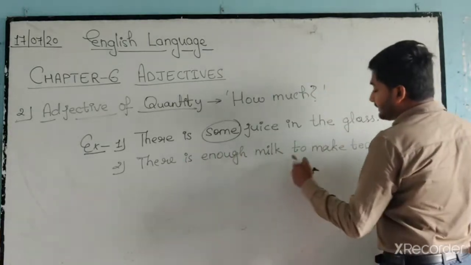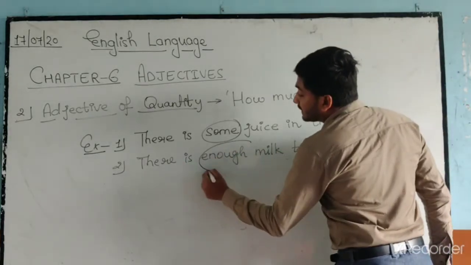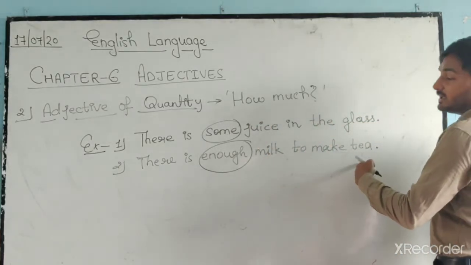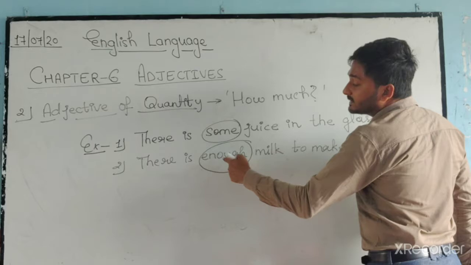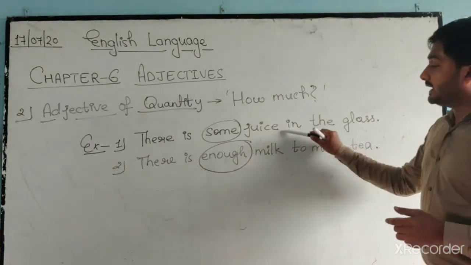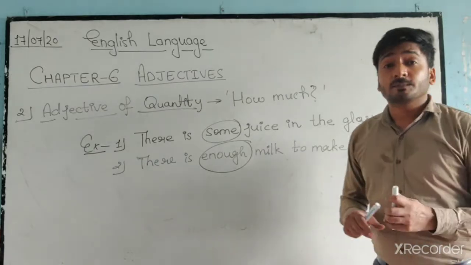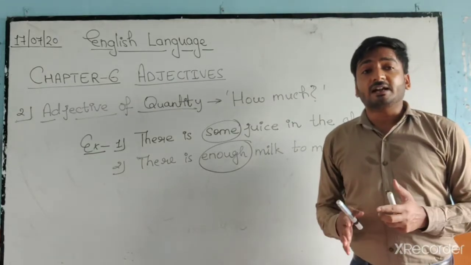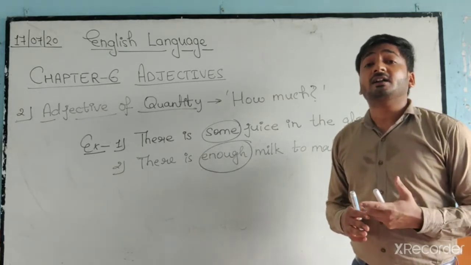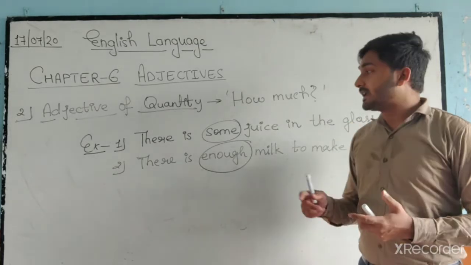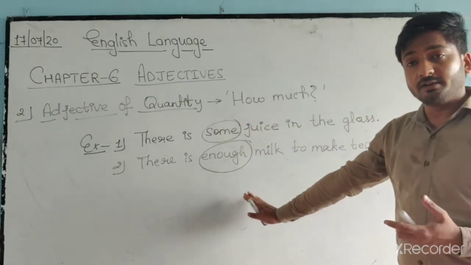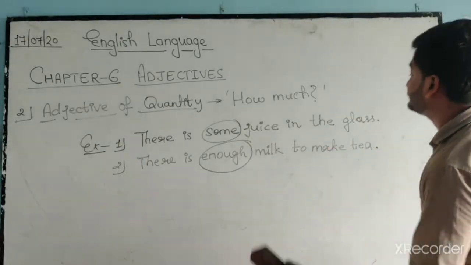And there is enough milk to make tea. Here, enough milk. How much milk is left? Enough milk is left to make tea. That means here in this sentence, enough is an adjective of quantity. So these things, juice and milk, are liquid in form. For that, we cannot count them. For that, these are uncountable nouns. For that, we use adjectives of quantity with them. Got it? Now come to number 3.